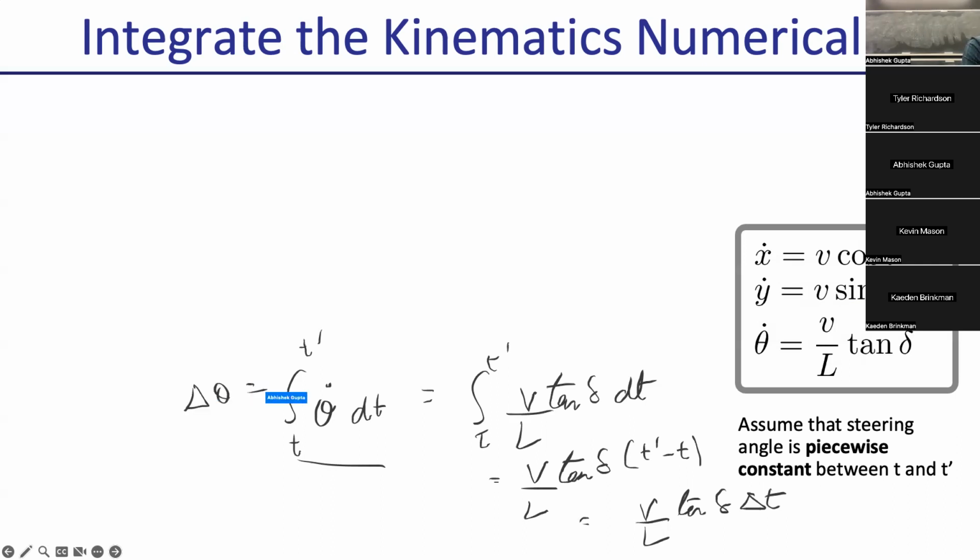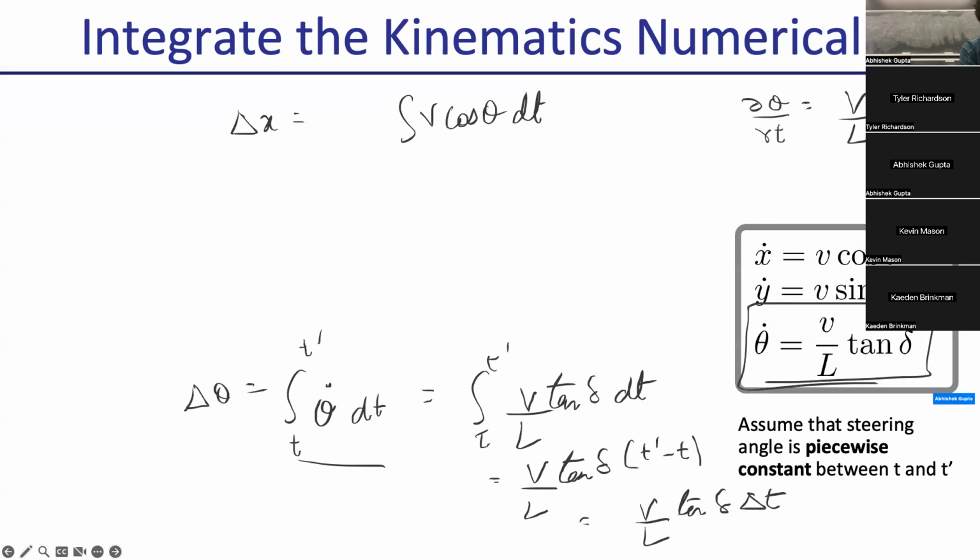Now let's try to figure out what is delta x. Okay, so what is delta x? It's going to be v cosine theta dt, right? But theta is a function of t, right? So let's try to write this in terms of d theta instead of dt. So we know that d theta over dt is v over L tangent delta, just from this. Yes? Okay, so we know that that's what d theta over dt is.